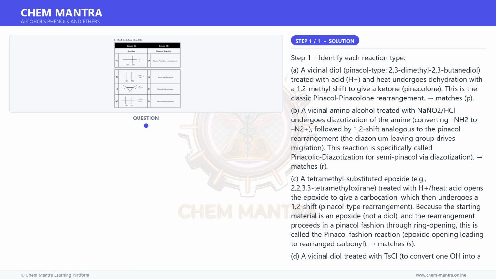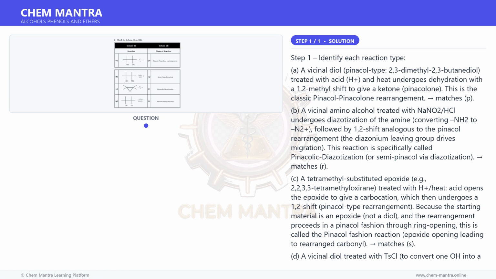B matches R. C. A tetramethyl substituted epoxide, for example 2,2,3,3-tetramethyloxirane, treated with H+ and heat. Acid opens the epoxide to give a carbocation, which then undergoes a 1,2 shift, a pinacol-type rearrangement. Because the starting material is an epoxide, not a diol, and the rearrangement proceeds in a pinacol fashion through ring opening, this is called the pinacol-type reaction, epoxide opening leading to a rearranged carbonyl.